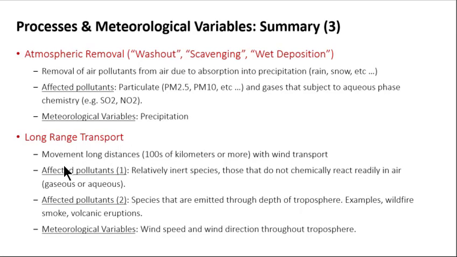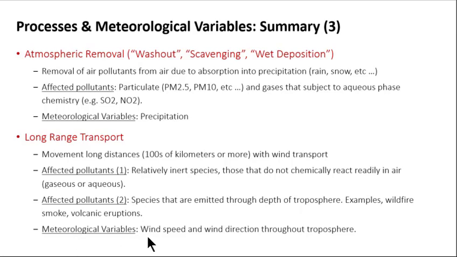Finally, long-range transport is the movement of pollution long distances, hundreds of kilometers or more, with wind. Two types of pollutants are mainly subject to long-range transport. The first are relatively inert species, those that do not chemically react readily in the air. The second are species that are emitted through large depths of the troposphere, major events such as wildfires or volcanic eruptions, in which the polluted air from these emissions can be transported high up in the atmosphere and get caught up in very fast winds that exist in the upper atmosphere, the upper troposphere.